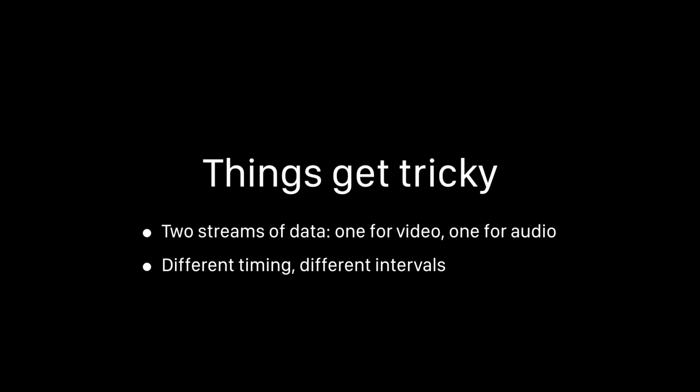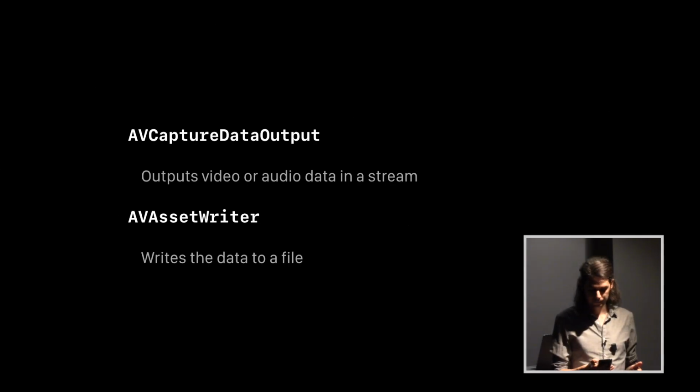So you have two streams of data, one for video and one for audio. Both have different timing and different intervals. The video comes in at every frame. So you get a delegate callback with data, and it's called a sample buffer. The sample buffer contains one frame of video, but the audio is very unpredictable. You don't know how long the audio is, when you're going to get it, and at what time the audio was actually recorded.